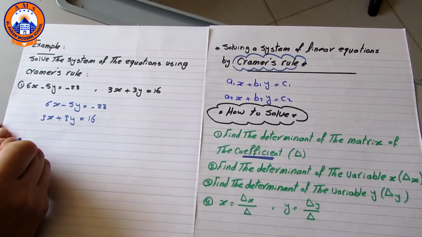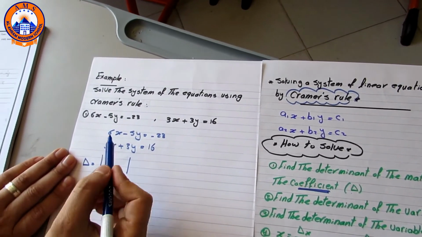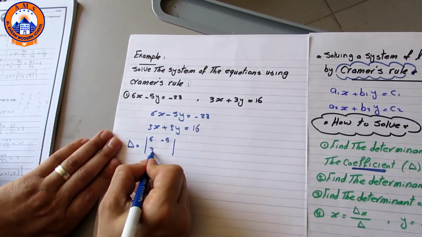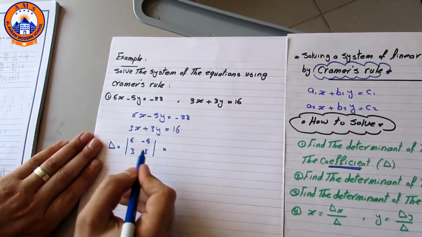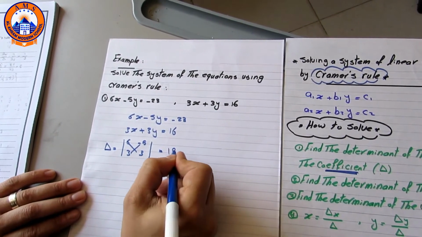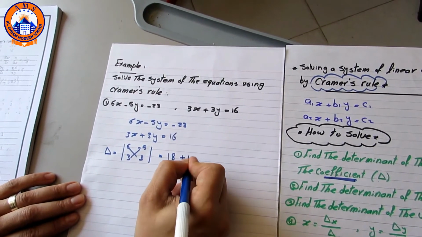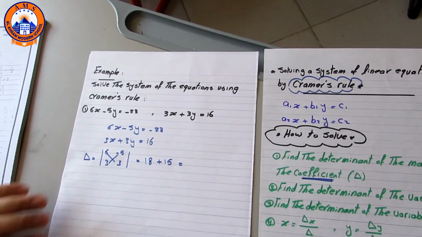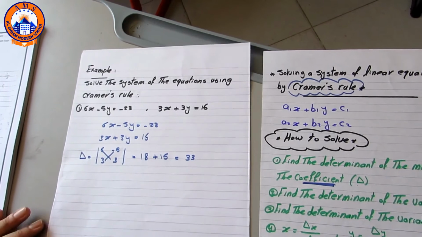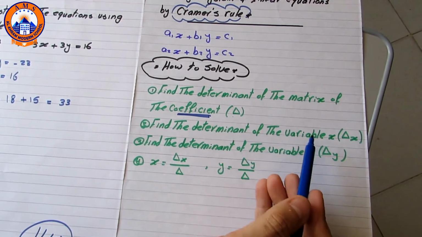Delta. So delta equals the determinant of the coefficients, the coefficients of x and y: 6, negative 5, line up, 3 and 3. And how to find the value of this determinant? By cross multiplication. 6 multiply 3 equals 18, minus 3 multiply negative 5, which is negative 15, and we have negative, it will be positive. 18 plus 15 equals 33. The second step, number 2, find the determinant of the variable x, and it's called what?